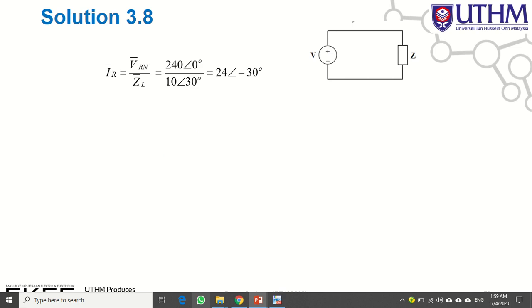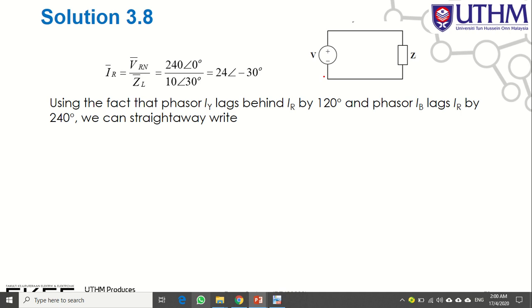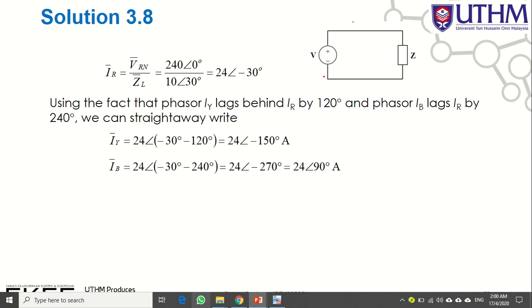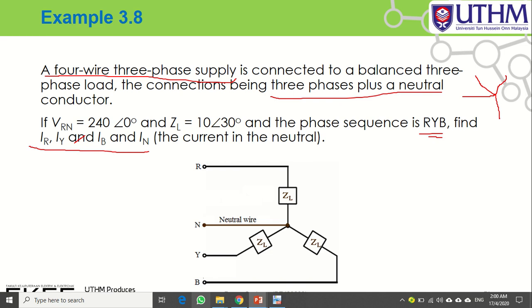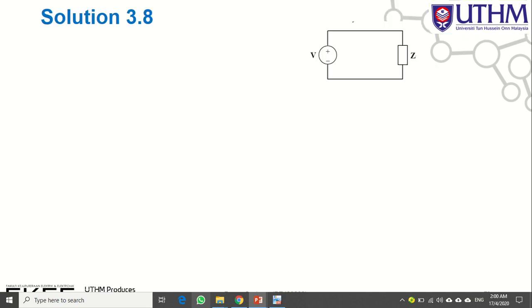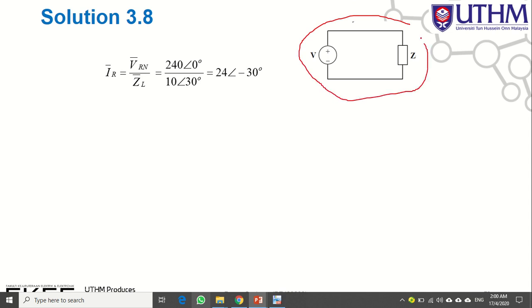Okay, first of all, what you need to do? You need to determine the reference voltage. What is the reference voltage? It is VRN. Okay, VRN, VYN, VBN. So you can determine the current for phase R.